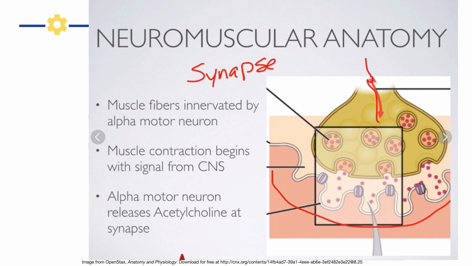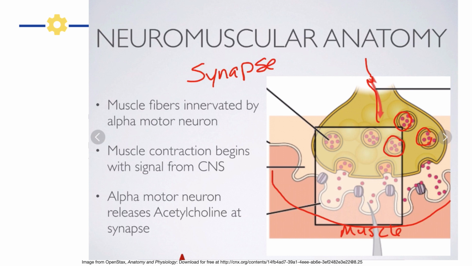So the nerve transmits impulses electrically. When that electrical signal gets to the end of the alpha motor neuron, it causes these little vesicles to burst, releasing a chemical into the space between the muscle, which is down here, and the nerve, and those chemicals, when they're picked up by the muscle, are going to cause a contraction of the muscle. So a muscle contraction begins with a signal from the central nervous system.